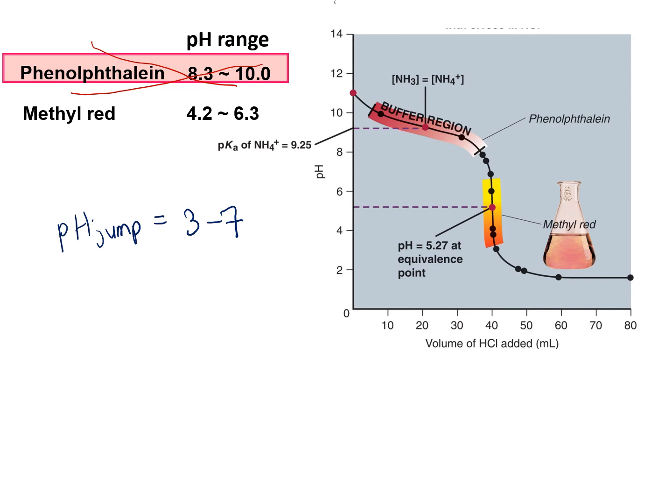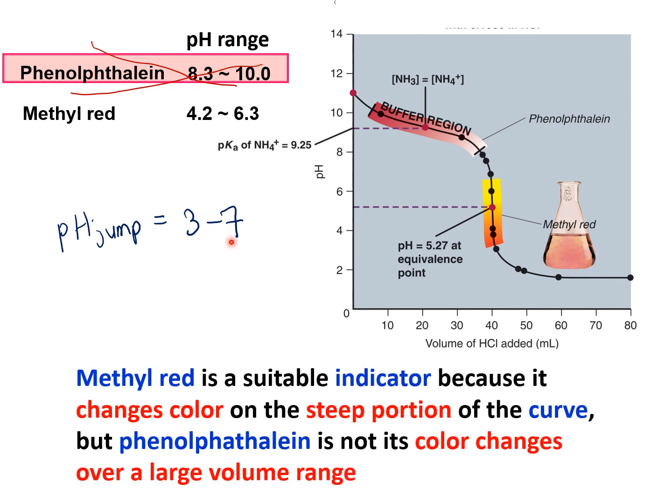Okay, sebab apa methyl red lagi sesuai? Because the pH range untuk methyl red berubah warna is between 4.2 and 6.3. It is within the pH jump range dekat sini. Okay, so conclusion dia, methyl red is a suitable indicator because it changes colour on the steep portion of the curve. Sama macam explanation tadi, atau boleh kata it changes colour within the pH jump of 3 to 7.